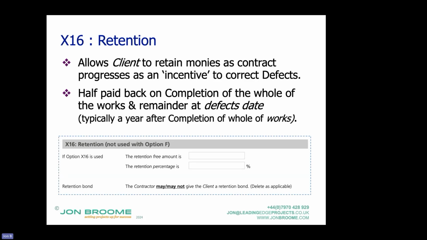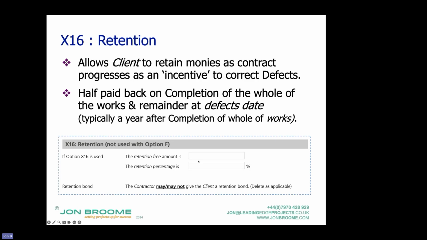But what's the point of retention? It's so you have money at the end to encourage the contractor to correct defects. So you only need it at the end. And if the contractors are not getting their full cash flow, they're financing it. Because their books look bad, generally it costs them more to finance it than the client side.